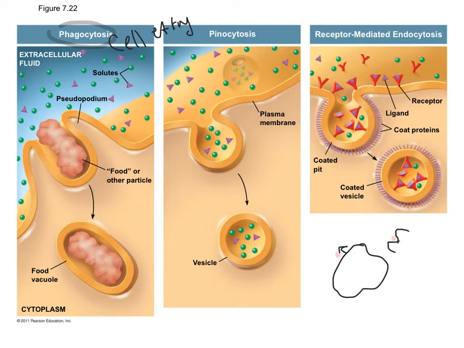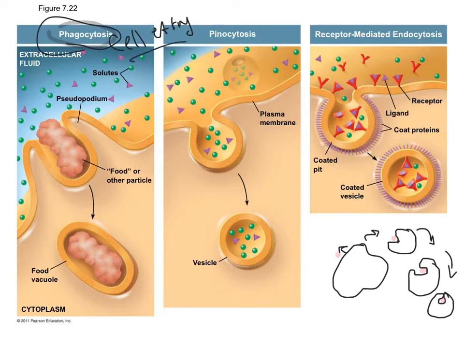The cell is going to start to change shape. This is kind of a path in time. First the cell looks like that, then it looks like that, and then finally the cell looks like that. And this object stays inside it at each time. So the cell changes shape, and as it changes shape, it surrounds the object. That is called phagocytosis, or cell eating.